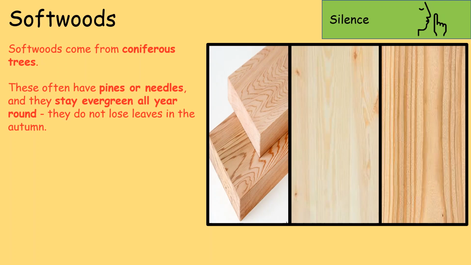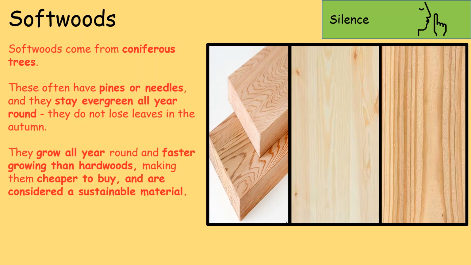hardwoods do not. Softwoods grow all year round and are faster growing than hardwoods, making them cheaper to buy. They are considered more sustainable because of this. Because you can grow a softwood quicker than a hardwood tree, it is more sustainable to use them. So if we cut a softwood tree down and plant another, by the time a hardwood tree has reached the point where we can cut it down, the softwood will have grown again.